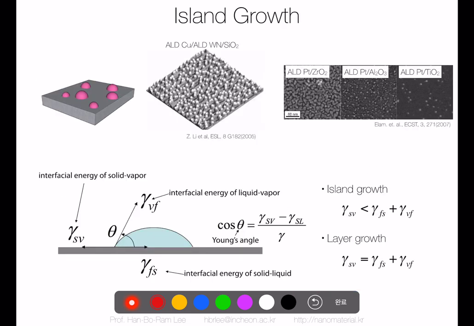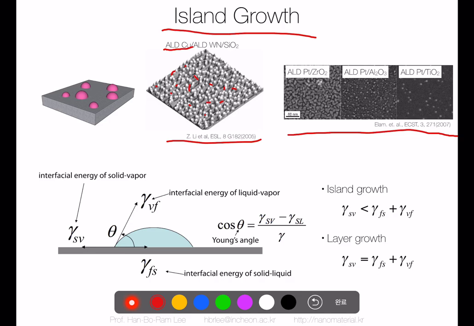This is the consequence of the nucleation delay: island growth. This is ALD copper deposited on tungsten nitride. As you can see in this AFM image, there are a lot of nuclei and islands. This is very typical. And this is a really good example: ALD platinum deposited on three different substrates, zirconium oxide, aluminum oxide, and titanium oxide. Even with the same deposition conditions, only on the zirconium oxide is there very high surface coverage of the ALD platinum. On the TiO2, the ALD platinum coverage was not good because a nucleation delay or some different nucleation behavior is taking place on this titanium oxide surface.